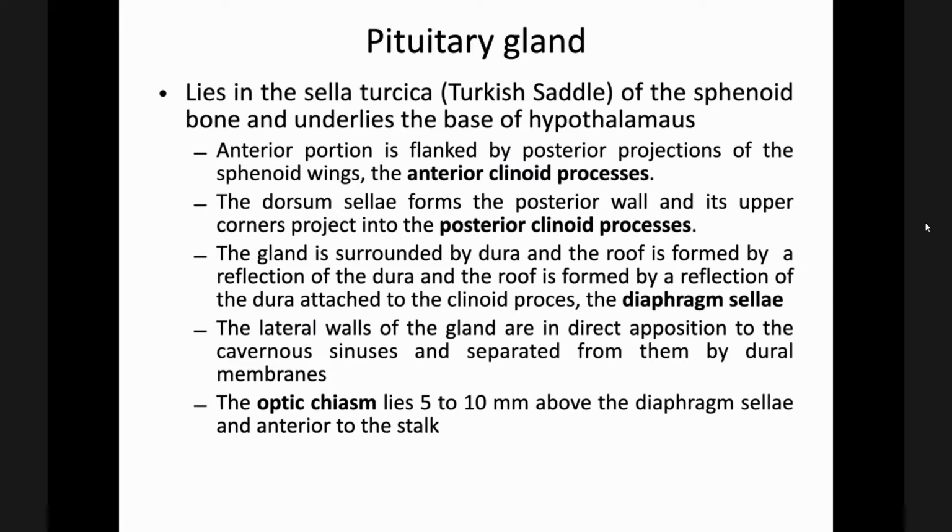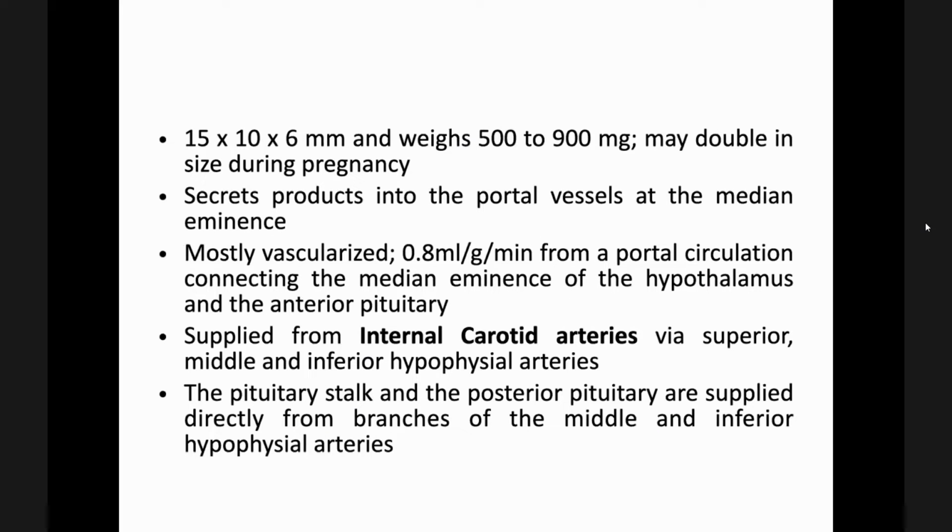So just above it, there is the optic chiasma, and there are cavernous sinuses. So you need to know about the anatomical relations of the sella turcica, because when the pituitary gland enlarges, this enlargement may affect these structures and may present with symptoms related to that. The pituitary gland usually measures about 1.5 by 1.0 by 6 millimeters in size, weighs just less than 1 gram, and may sometimes double in size during pregnancy.